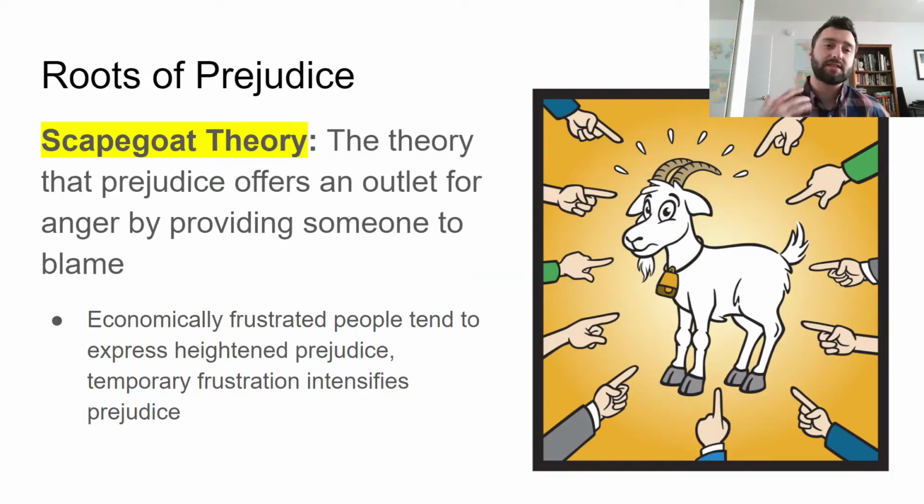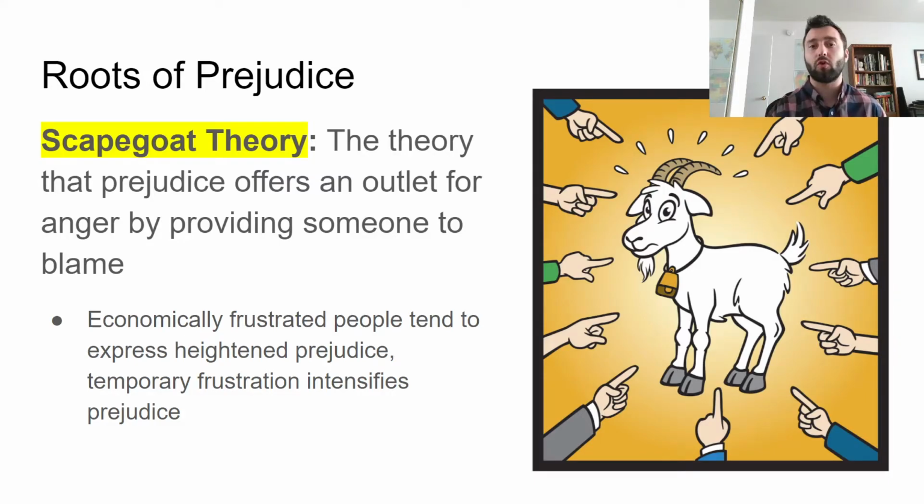That's going to get us to what is called the scapegoat theory. So the scapegoat theory is a theory of prejudice. The idea is that prejudice offers an outlet for anger by providing a scapegoat, by providing someone to blame. So it's pretty straightforward. When there is something wrong or something that makes us angry, we look for someone to blame. And when we can do that, we can aim prejudice at them to try and relieve, we could say, the anger or the stress that we're feeling, the arousal that we're feeling.